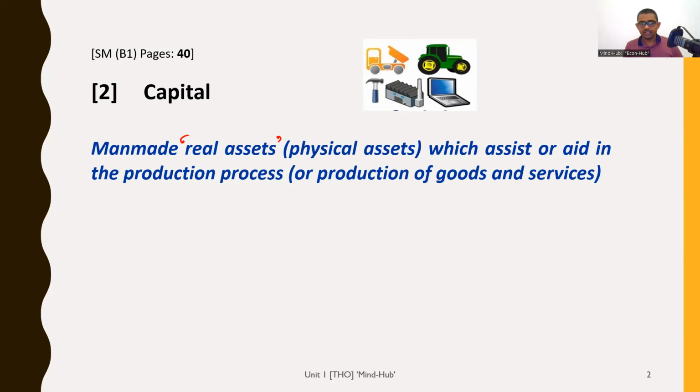Now there are two keywords that one has to really focus on when it comes to capital. Obviously, they are man-made, number one, and number two, real assets. The problem, not with you guys but sometimes with other students, is they only look at the first thing, and thereby mistakenly think certain things are capital because they are man-made.